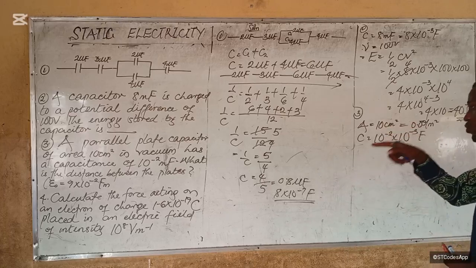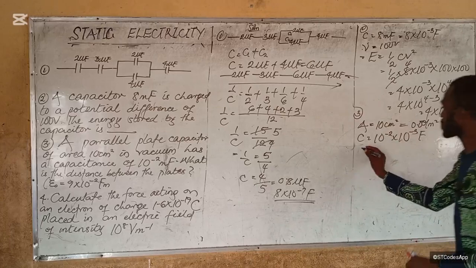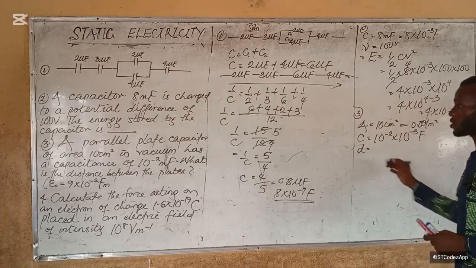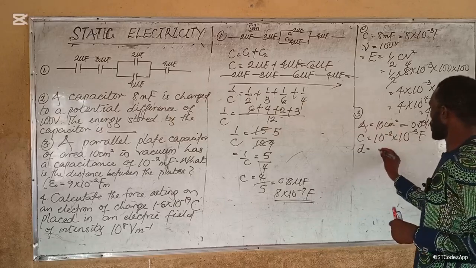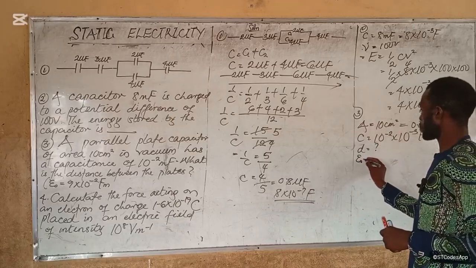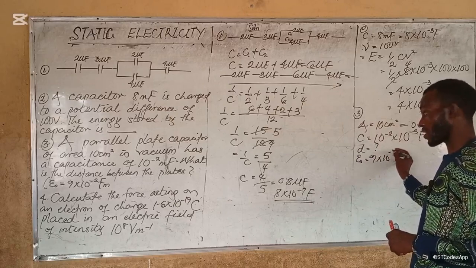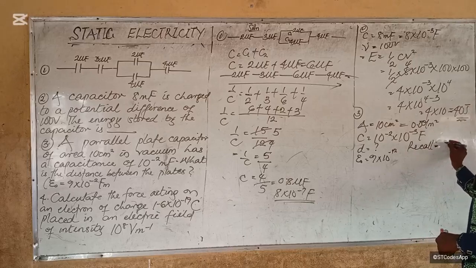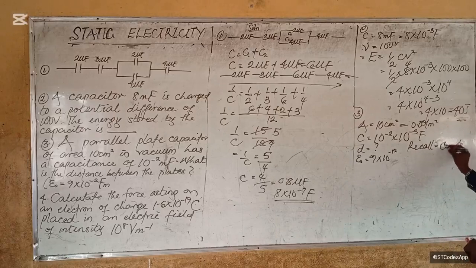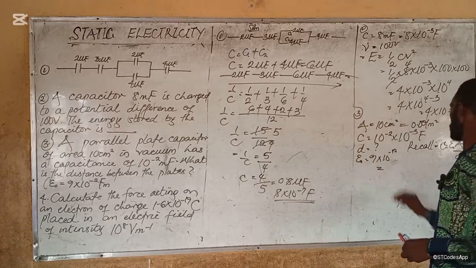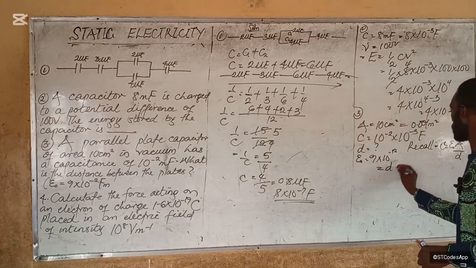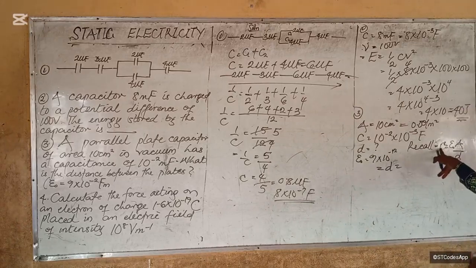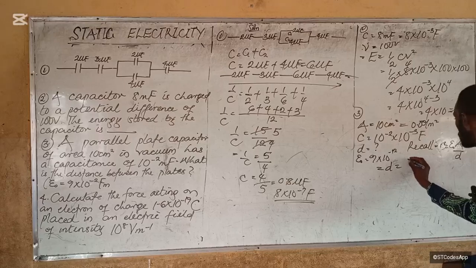What is the distance between the plates? So we are looking for distance, D, between the plates. And recall that we are given epsilon naught is 9 times 10 to the power minus 12. Then recall the formula that we said that capacitance is directly proportional to the area, inversely proportional to the distance, given that the permittivity of free space is constant. So that we have that our distance will now be equal to, just interchange them here. So D will be equal to what?